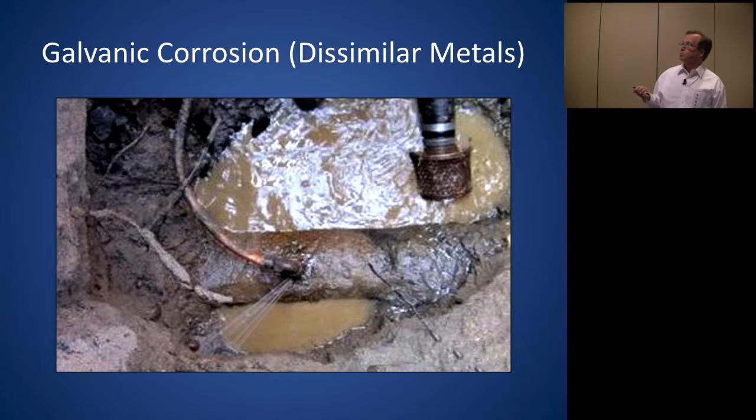Copper is pretty cathodic. I mean, it doesn't take a whole lot of energy to make copper. And this is going to have an anodic area right on here where it's going to eat out the threads, basically, or around ductile iron, and you will get leaks.